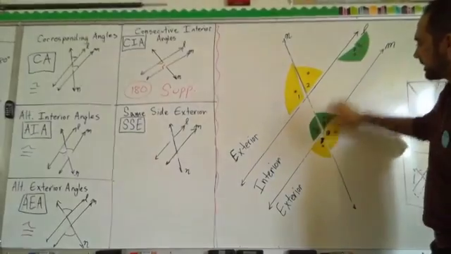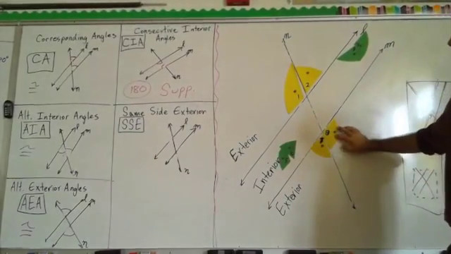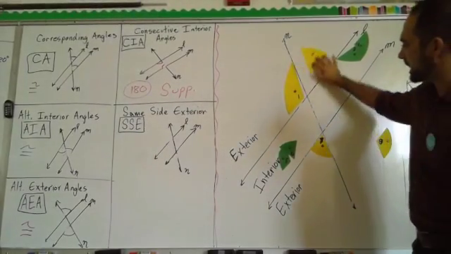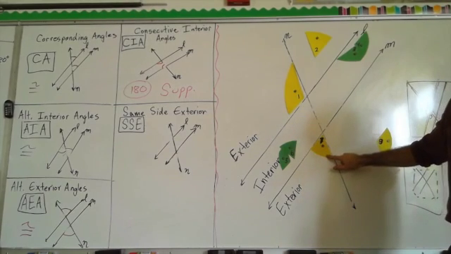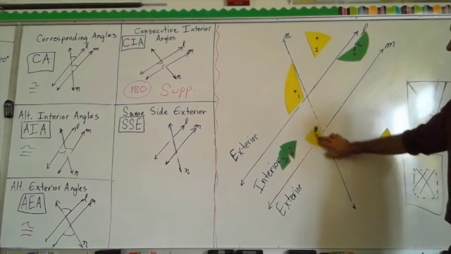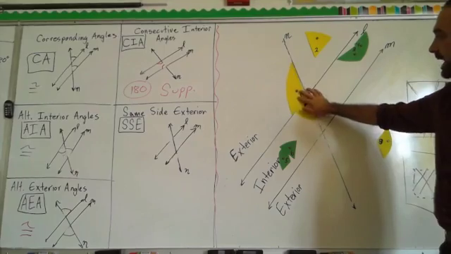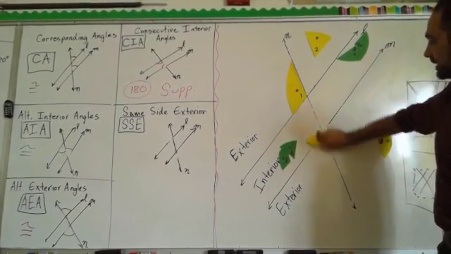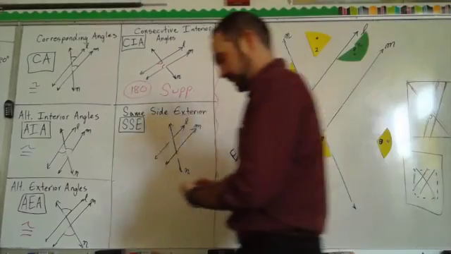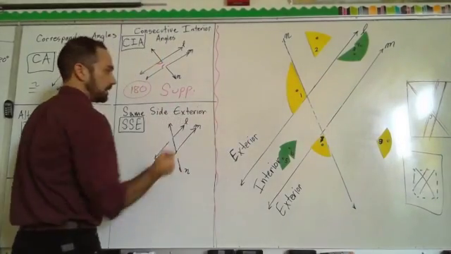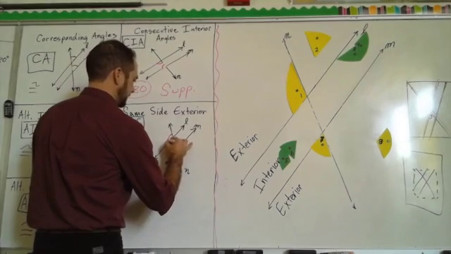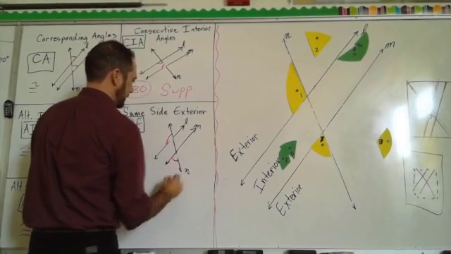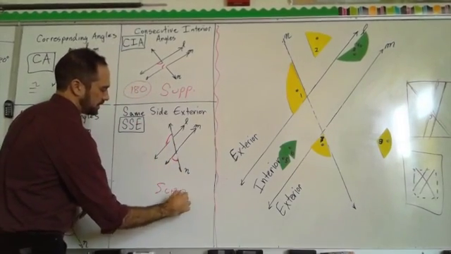So now we're looking at the last one, same side exterior. I moved out the interior angles. It's on the same side of the transversal, on the exterior of the parallel lines, and I move it, and what does it make? It makes a straight line. So I know that these two angles are definitely a linear pair. Because it's a linear pair, we know that they add up to 180 and they are supplementary.